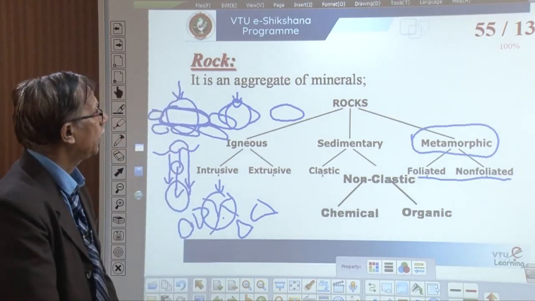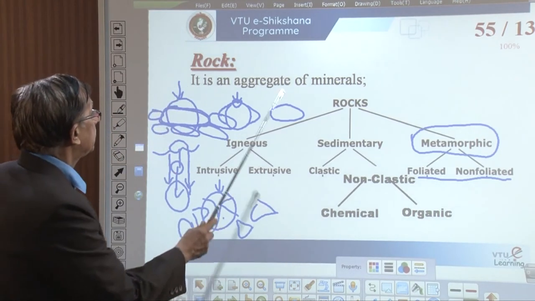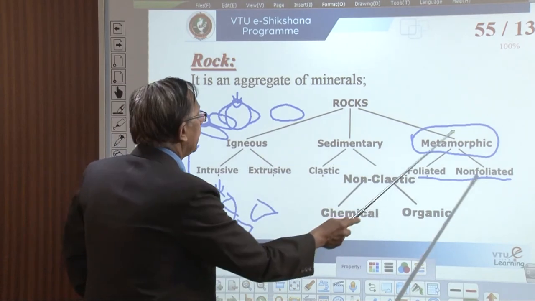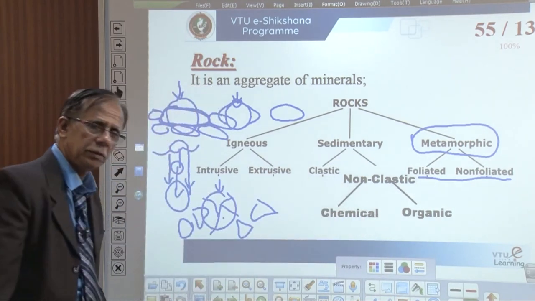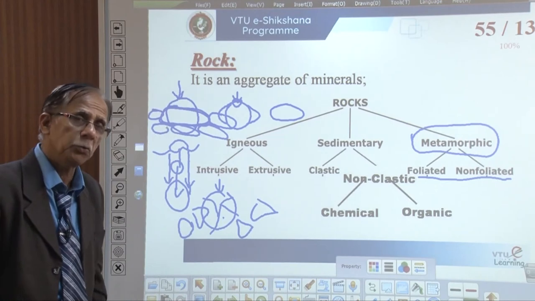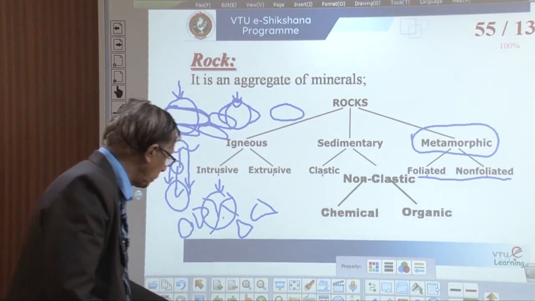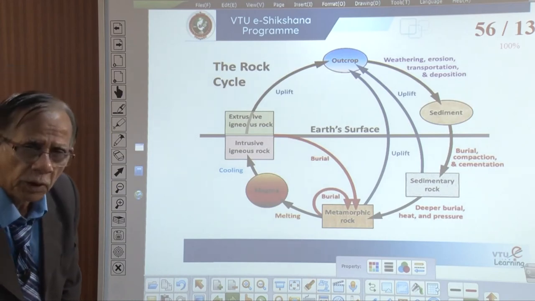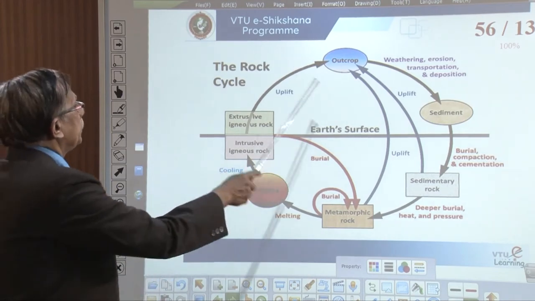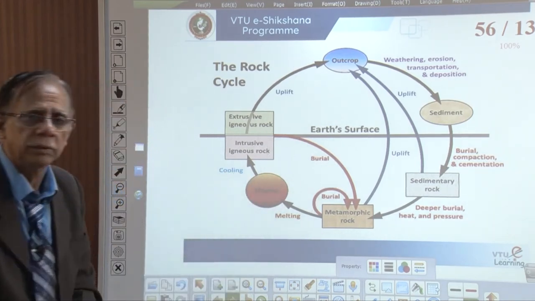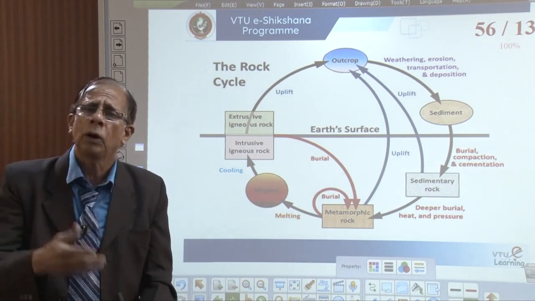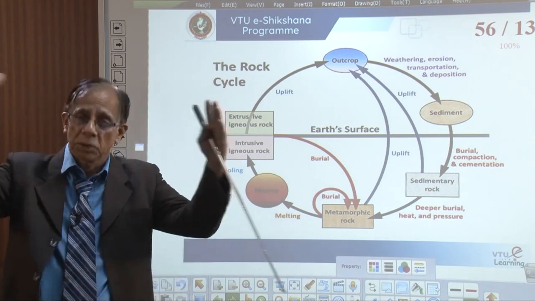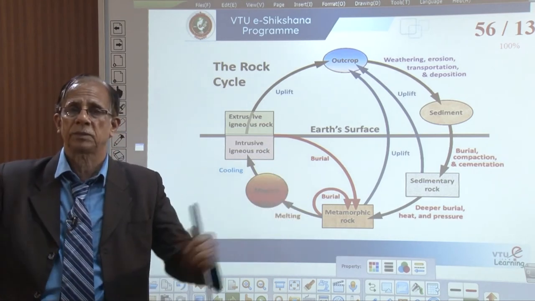Thus, we have broadly three types of rocks: igneous, sedimentary, and metamorphic rocks. Friends, now you are eager to know more about this. Just now I have mentioned sedimentary rocks and metamorphic rocks. We know earth when it formed, how it was? There was a sun, a hot ball of gas.